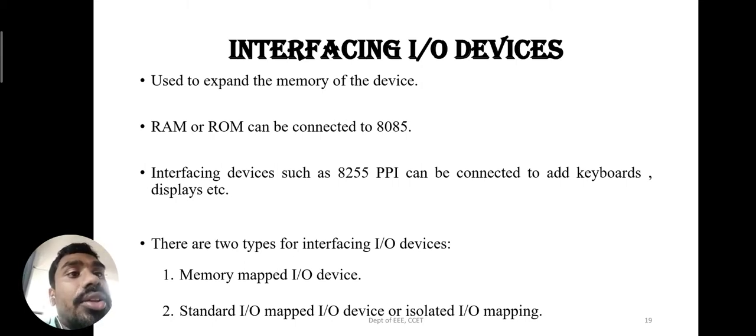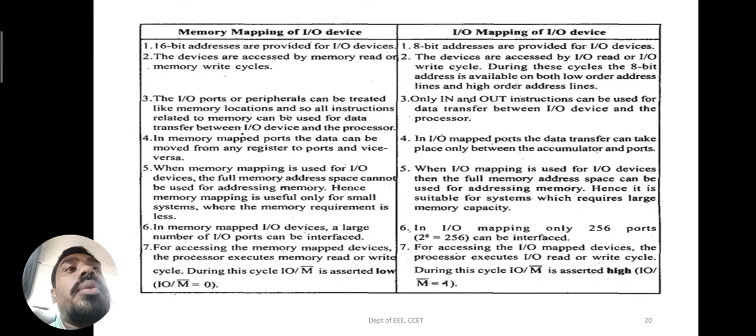So basically, for interfacing IO devices, there are two types of schemes, that is memory mapped IO schemes and standard IO mapped IO schemes. So memory mapping and IO mapping. In memory mapped IO schemes, 16-bit addresses are always provided for the memory, whereas in IO mapped IO schemes, only 8-bit addresses are allotted for the IO devices.